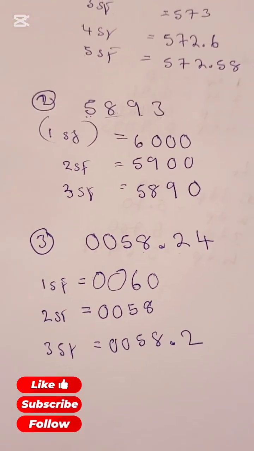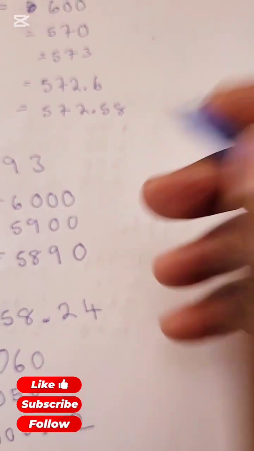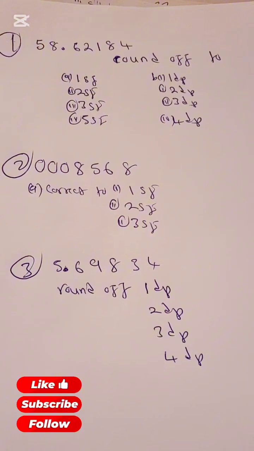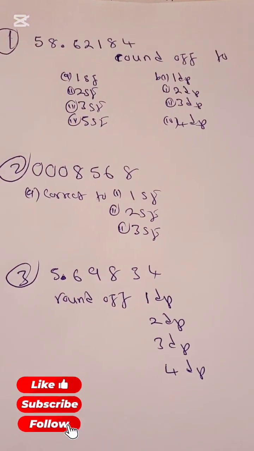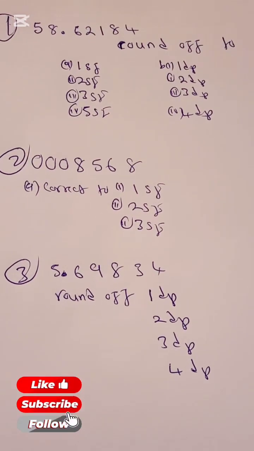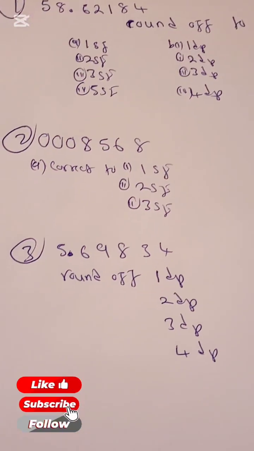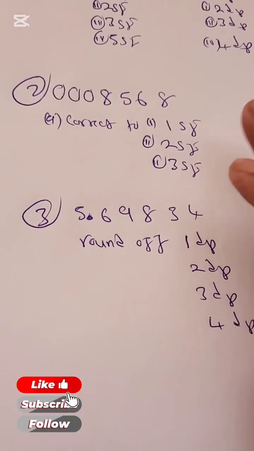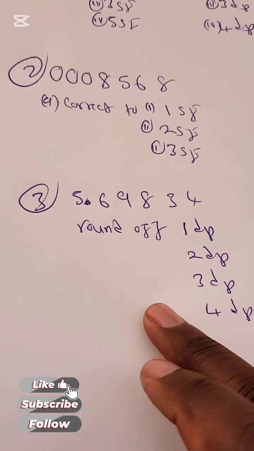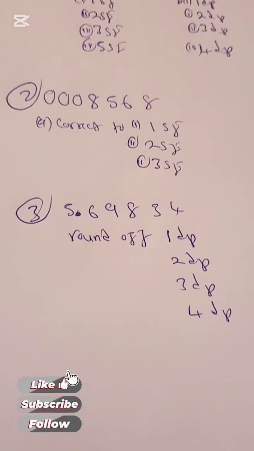Okay. So that's it for significant figures. Okay, so that's your work: questions number 1, 2, and 3. Question number 1, round off to one significant figure, 2, 3, and 5. Then one decimal place, two decimal places, three decimal places, and 4 decimal places. Then question number 2: one significant figure, 2 significant figures, 3 significant figures. And question number 3: 1 decimal place, 2 decimal places, 3 decimal places, 4 decimal places.